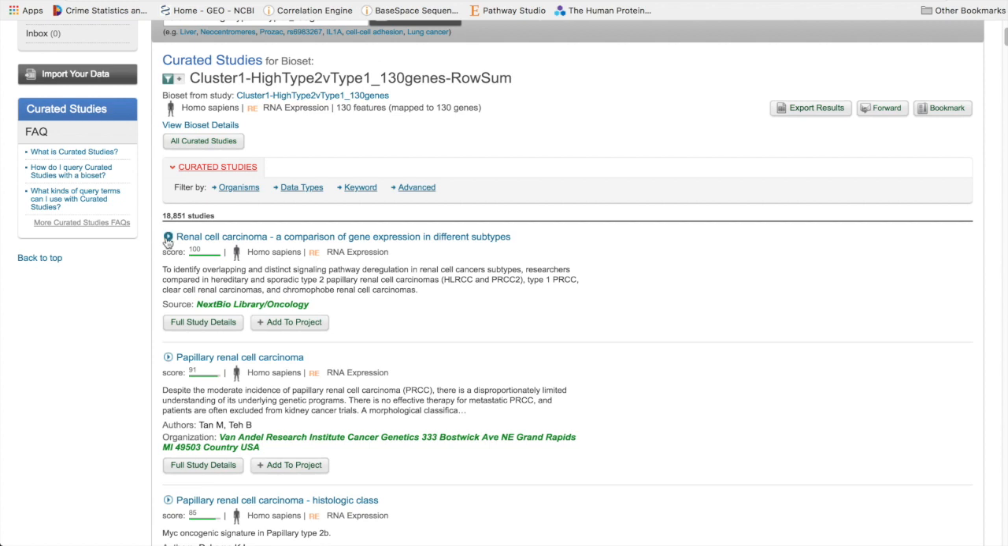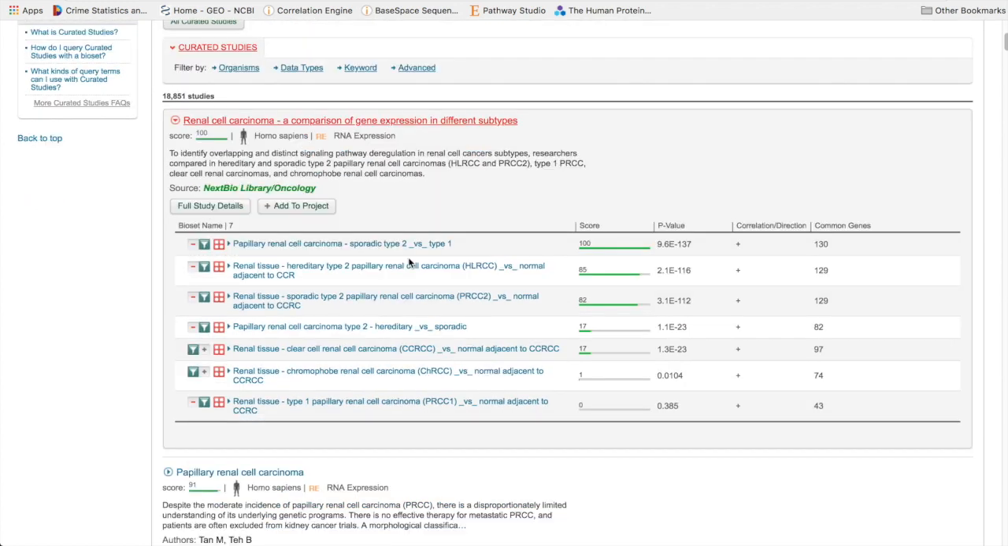And if we actually open this top one here, we can see not only are we getting papillary renal cell carcinoma studies, but we're actually getting the original gene list that we used in our meta-analysis, which makes sense, obviously. But there's more information here. Actually, let me take a closer look at this top one, just showing you how it's correlating to the different gene lists.